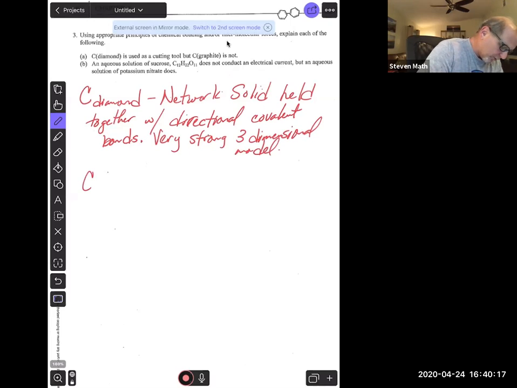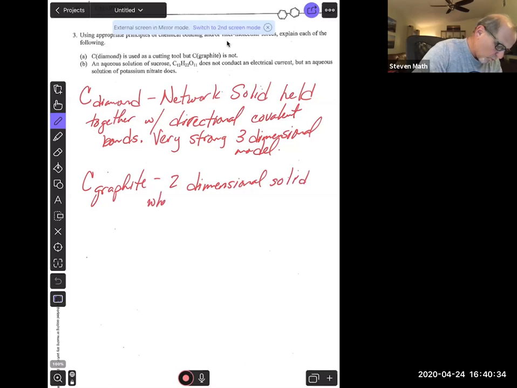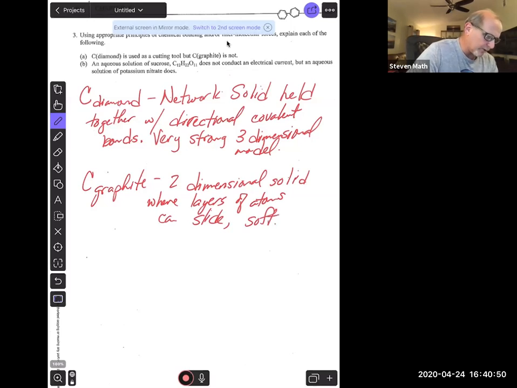Whereas graphite, not so much. Graphite is soft. Graphite is a two-dimensional solid where layers of atoms can slide. It's very soft. So not much going on in A. What about in B?